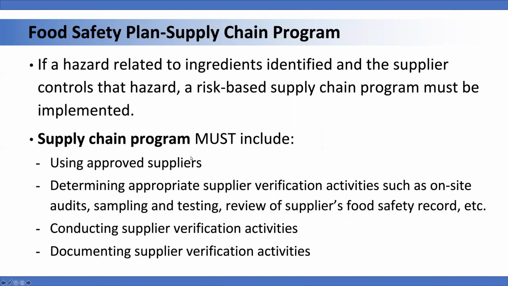If a hazard related to an ingredient is identified and the supplier can control that hazard, a risk-based supply chain program must be implemented. Through the supply chain program, you must use approved suppliers, determine and conduct proper supplier verification activities such as on-site audit, sampling and testing, suppliers' food safety record, and document all supplier verification activities.